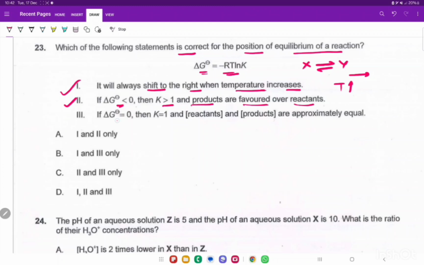Option 3 says delta G equals 0, then K equals 1. Correct. The reaction will be in equilibrium. The K will be equal to 1. The concentration of reactant and product is almost the same. Absolutely correct. All the three are correct. Answer will be D. Question 23, option D is the answer.